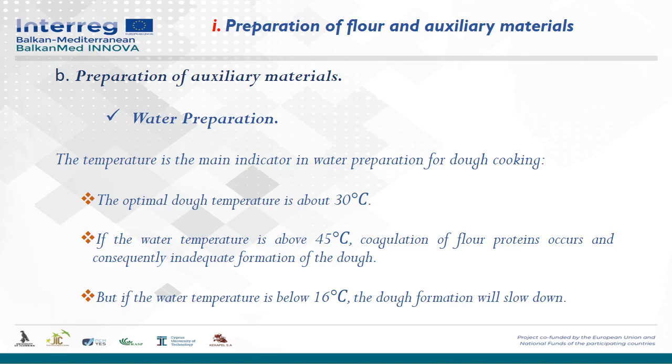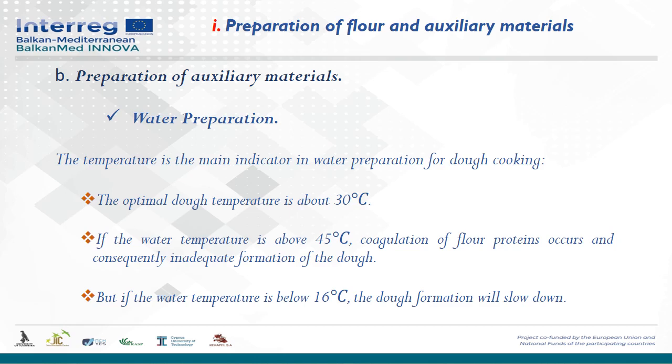For the preparation of water, well, water serves as the main ingredient in the preparation of the dough, and it should be potable. The water needed for this preparation is kept in special containers equipped with a volumeter and with a steam or electric heating system to heat it to the desired temperature, because we know that the temperature is the main indicator in water preparation for dough. Through the heat system of the water, the temperature of the dough may be adjusted.